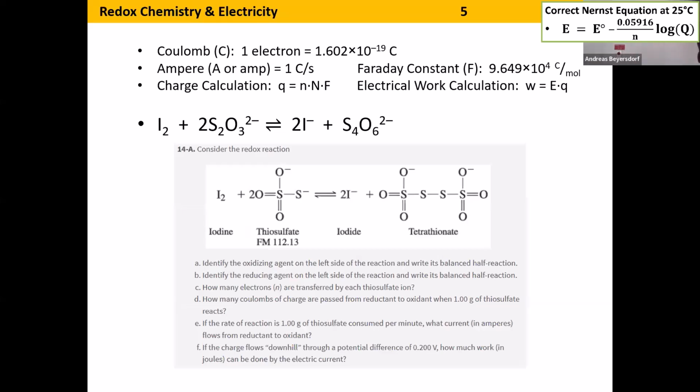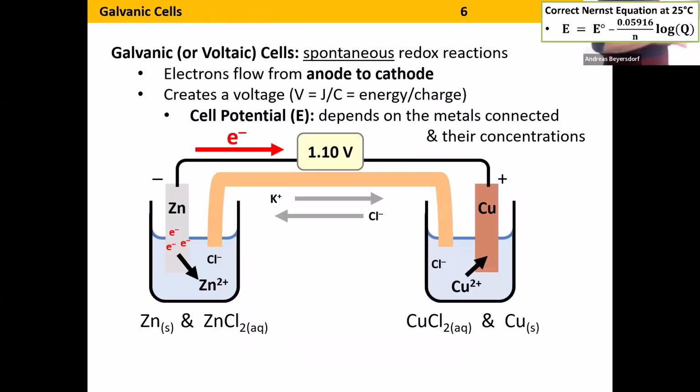And so we did a calculation like this last time where we were told that we have this reaction and we could figure out the charge, right? And the coulombs produced. Okay? All right, the cell potential, like I said, is in volts, and it's dependent on the chemicals involved and their concentrations.